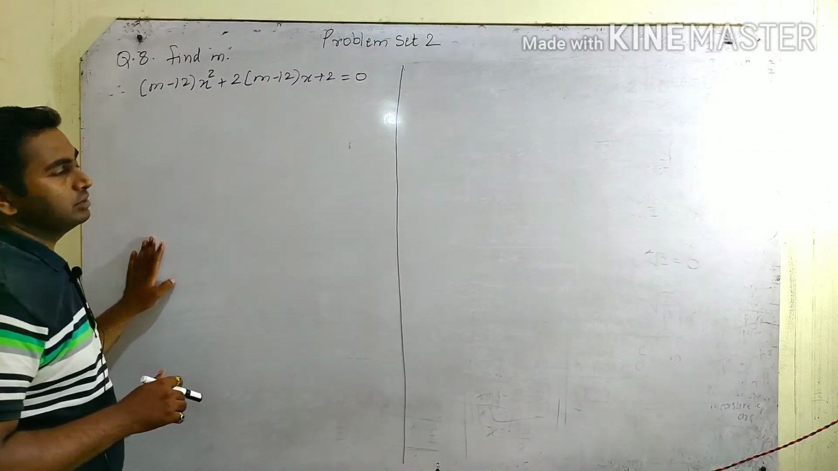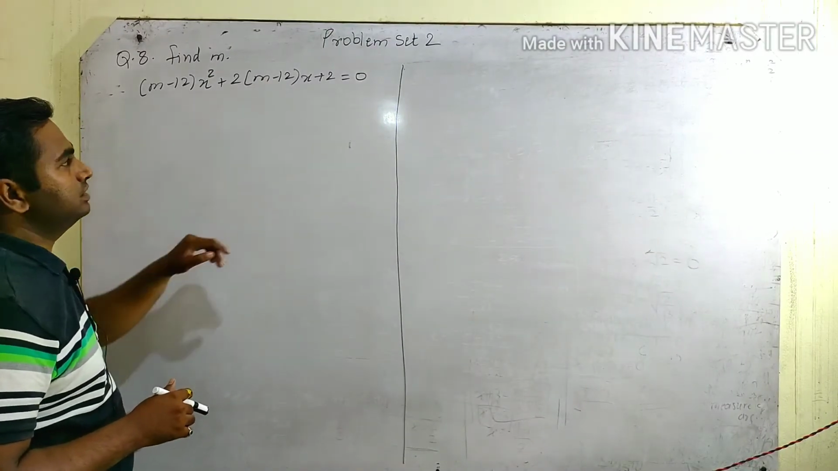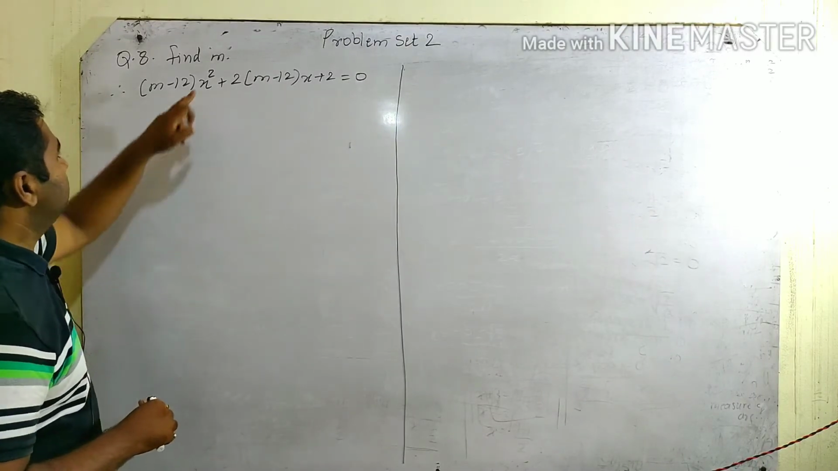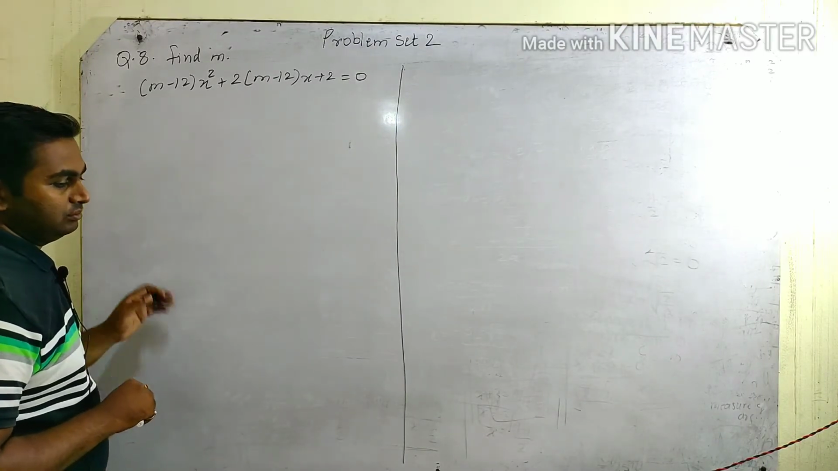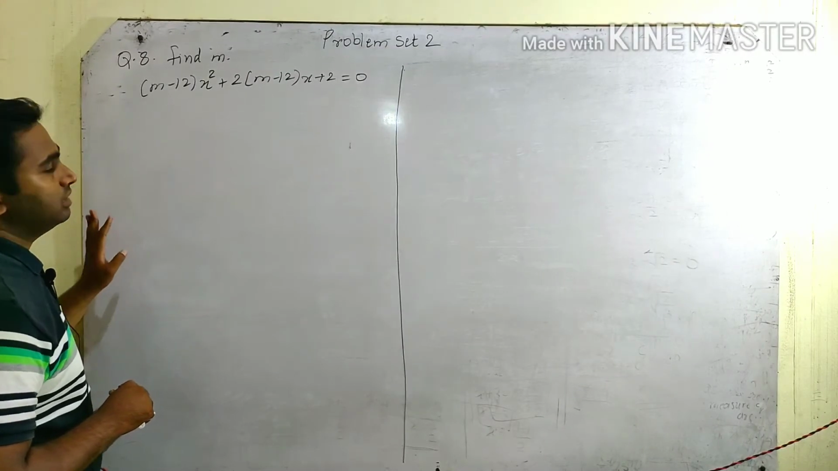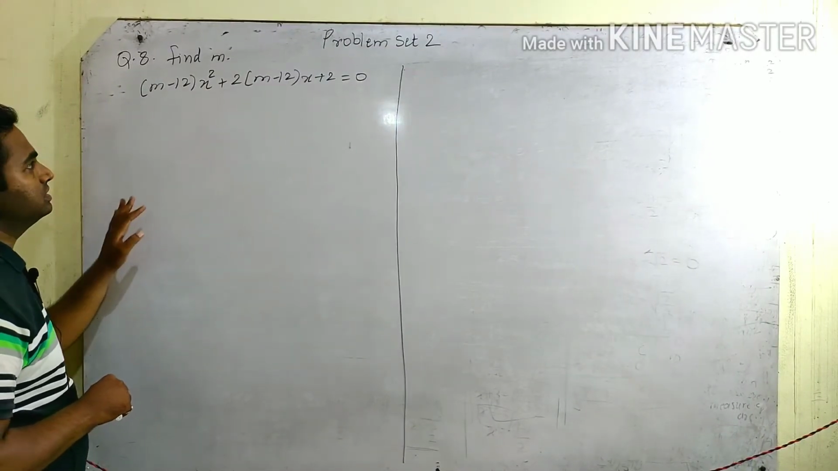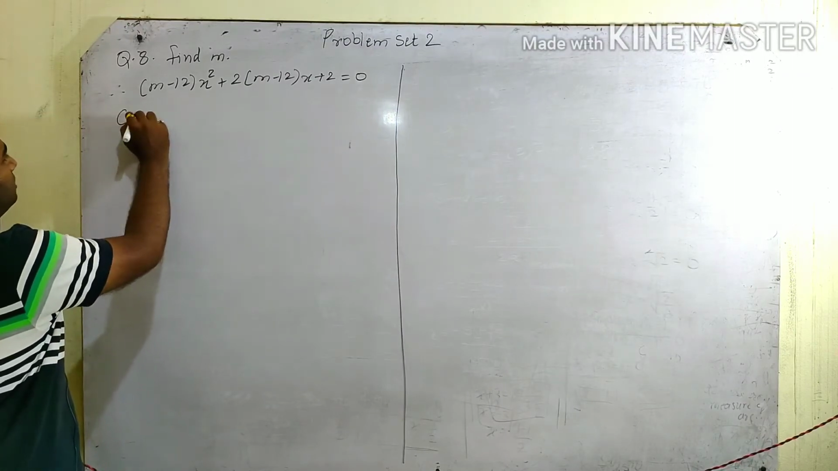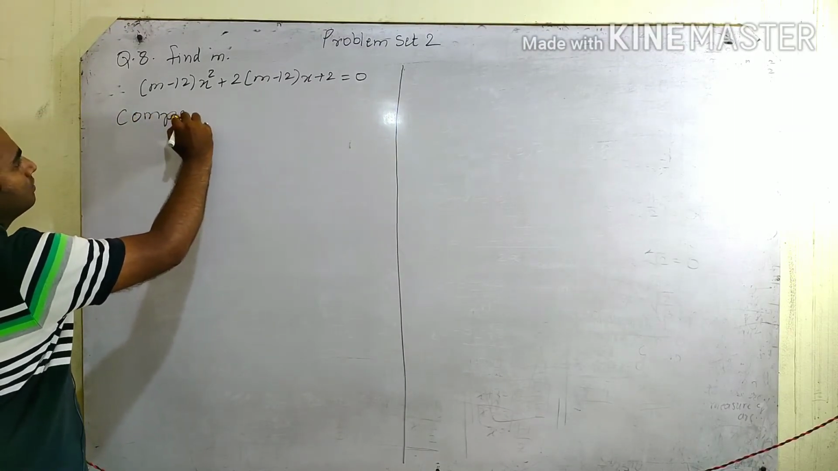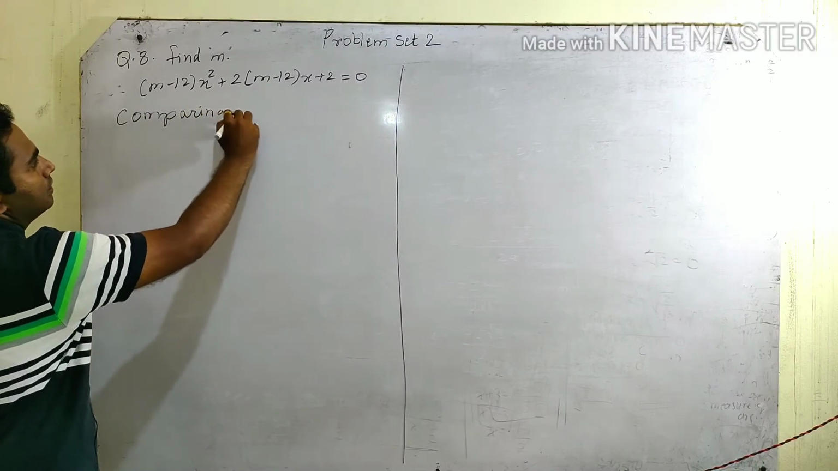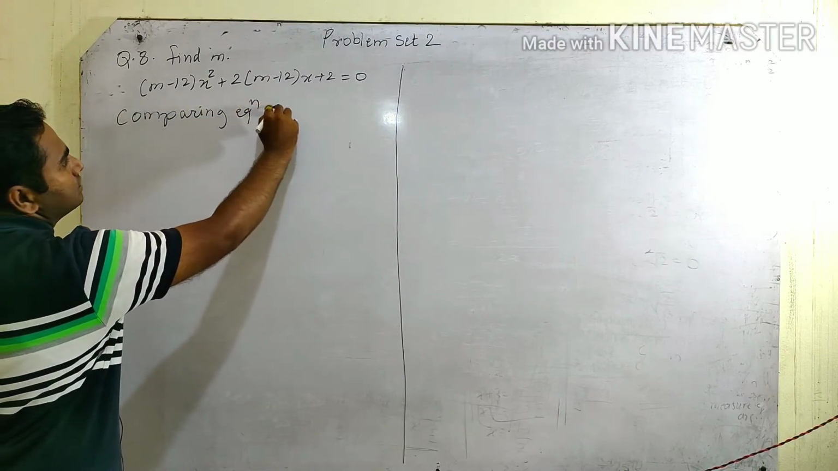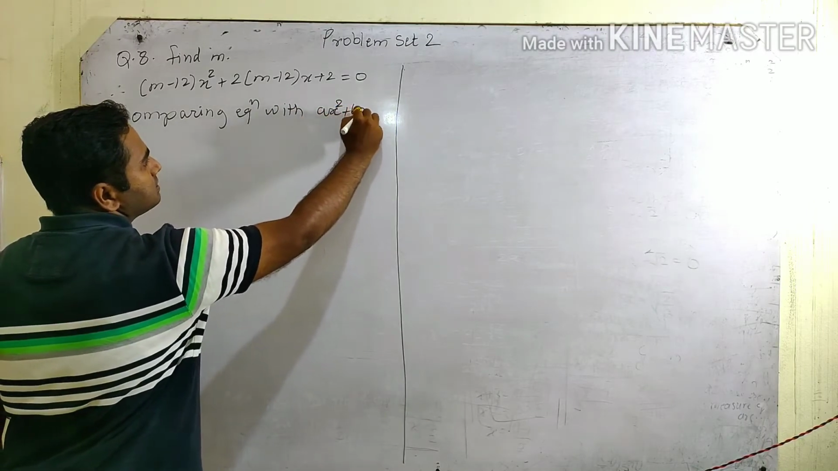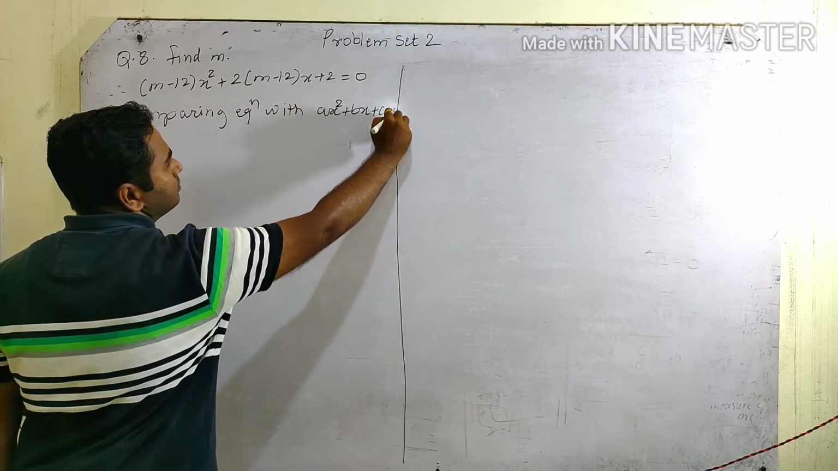has real and equal roots. Okay, these have real and equal roots, so we can write delta here as 0. So we find out the m. Before that we compare it and find out the delta, b square minus 4ac, then we get the value of m. So we compare the equation with ax square plus bx plus c is equal to 0.